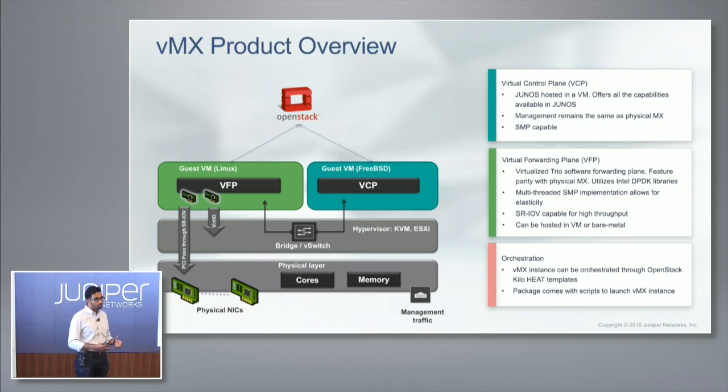We have heat templates that you can use to bring up the VFP and VCP instance. There's a Linux bridge. Because these are two separate VMs, you do need to configure a Linux bridge to ensure you have connectivity between them. All it is is a layer 2 bridge. There's no IP addressing on that bridge. If, for instance, transit packets go from your forwarding plane to your control plane, those are using that Linux bridge.